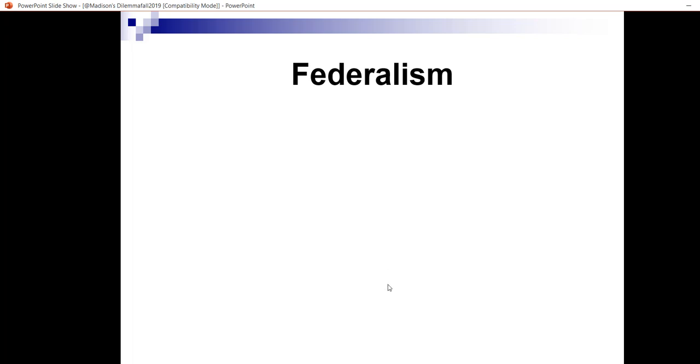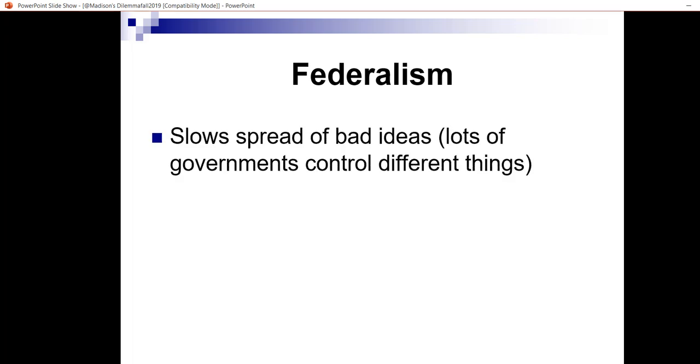So states are responsible for education policy, for example. States are responsible for conducting all elections and deciding what the ballots look like and that kind of thing. And most laws are actually state laws as well. So what Madison argues is that federalism helps slow the spread of bad ideas because we have lots of different governments controlling lots of different things.